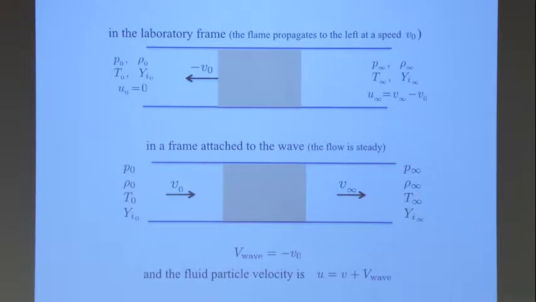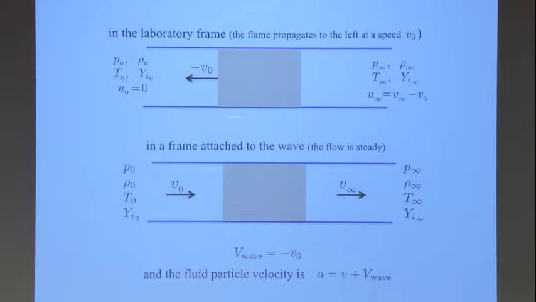And if you are interested in the fluid particle, then it's obtained by U equal to V plus the wave speed, right? So for example, the fluid particle here will be V naught minus V naught, which is zero. In other words, the particle far away is at rest, and here it's going to be whatever is obtained by this combination.